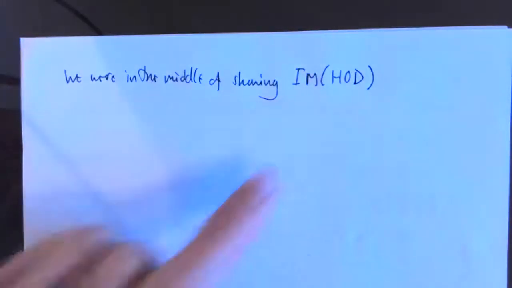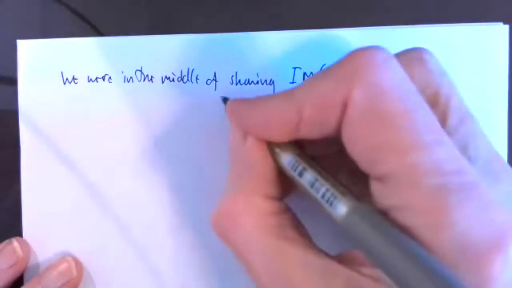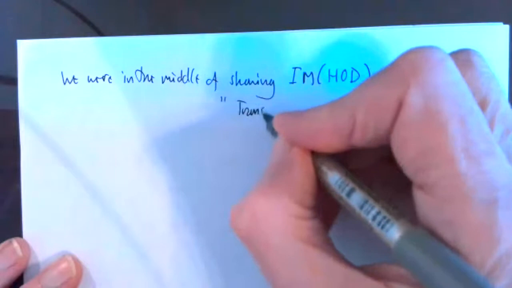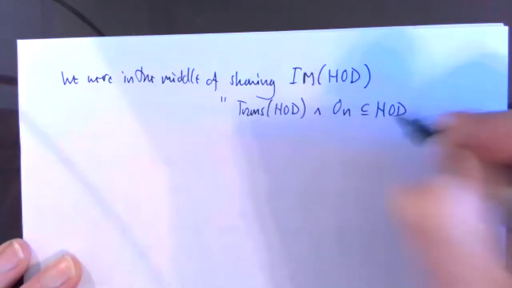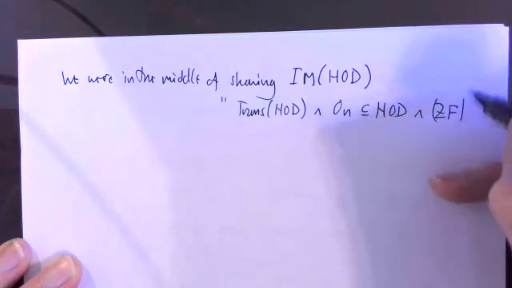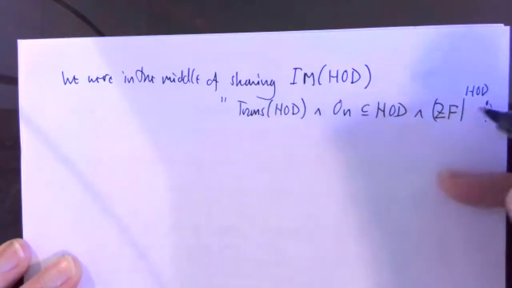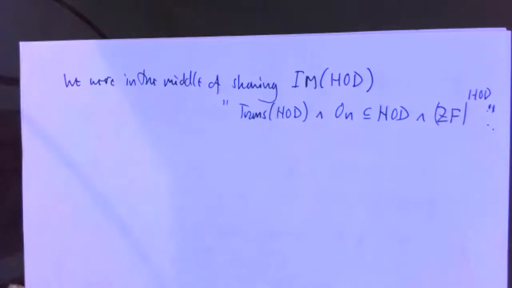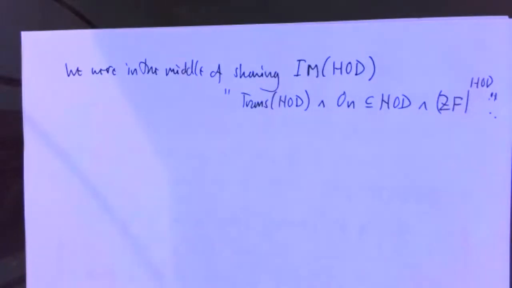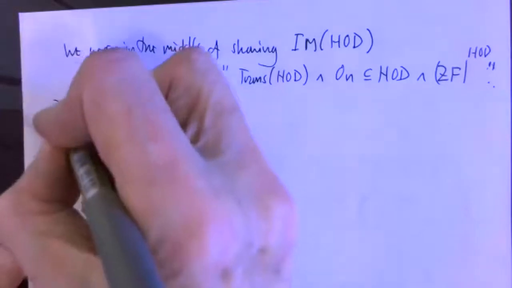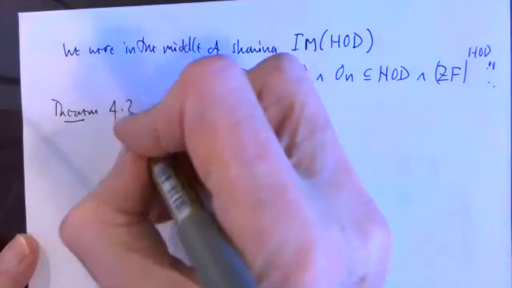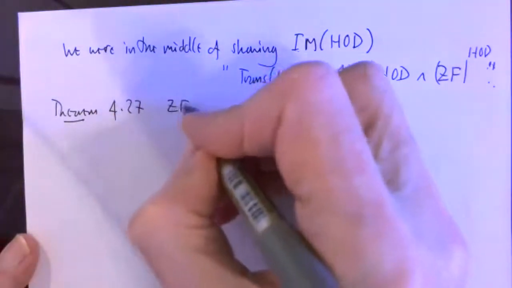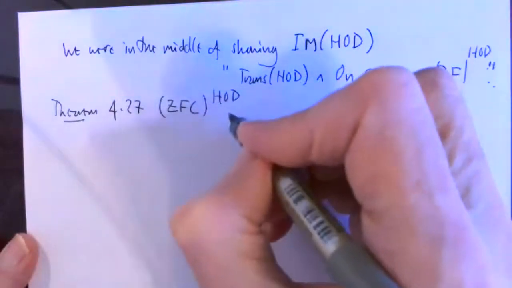So this was just a shorthand for saying that HOD is transitive, it contains all the ordinals, and the axioms of ZF all hold in HOD. And we'd done some of the axioms, but not all of them. Again, this is one of these slightly lengthy theorems where you justify all the axioms holding inside some structure. So we were trying to show that ZFC, in fact, held in HOD.